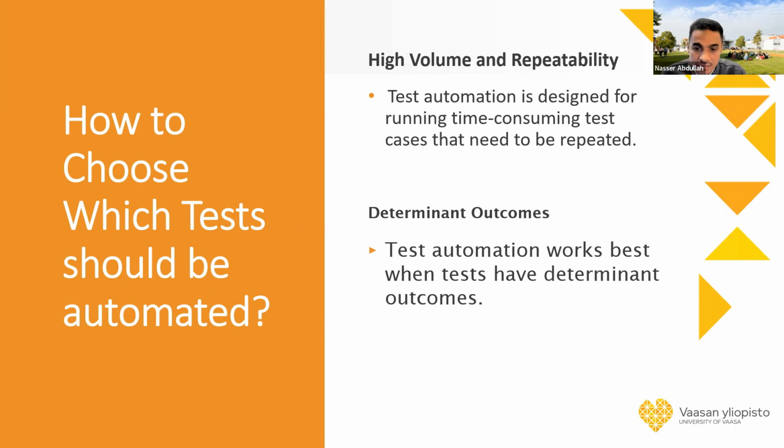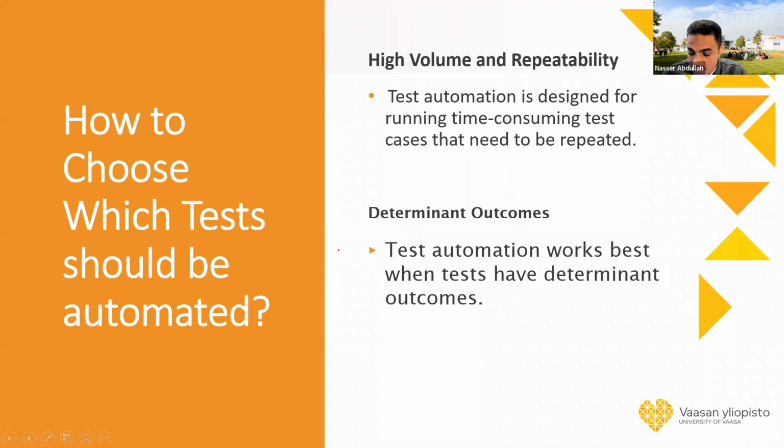The first one is the volume. Once we have a lot of data that needs to be tested, it is better to use test automation. If something is like this, it is better to automate that test. For example, you have a lot of combinations and you want to test all of them, so it is better to use test automation. You have a big volume of data, so this one is better to be automated. Test automation is designed for running time-consuming test cases that need to be repeated. So this is the first one.